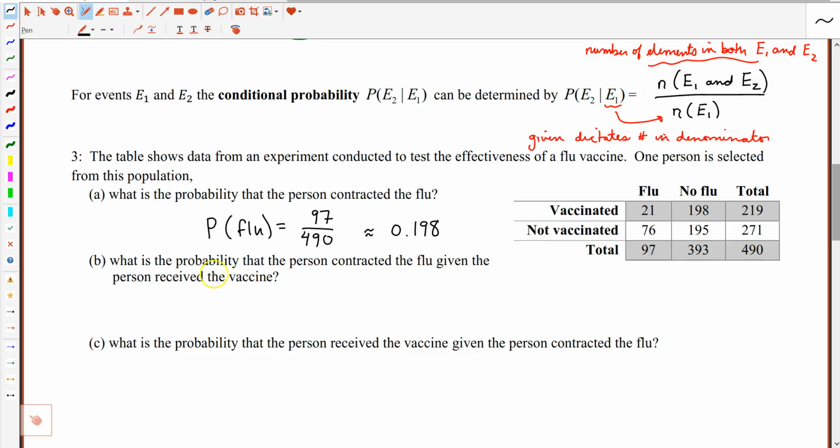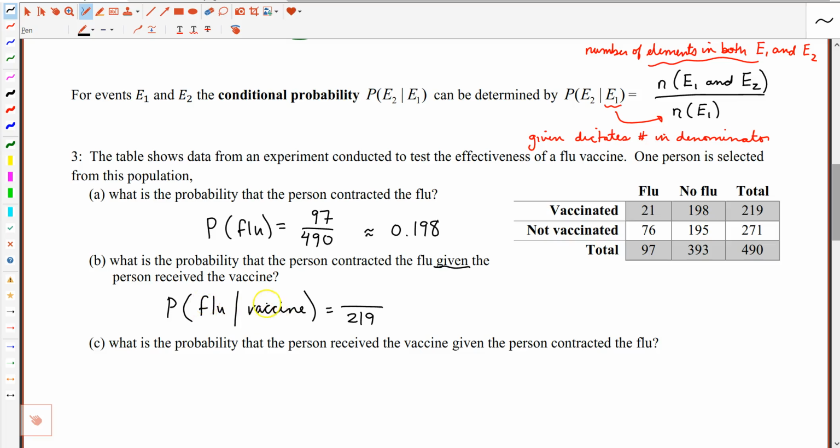Alright, so for the next one, what's the probability that the person contracted the flu given the person received the vaccine? We are given some additional information on this one about the person. So we want to find the probability that the person contracted the flu given that they have the vaccine. I know that the person had the vaccine, so I'm not looking at everybody anymore. I only want to count people that have been vaccinated. So the number of people that satisfy that event would be 219. That builds my denominator. Out of those 219, how many of them satisfy getting the flu?